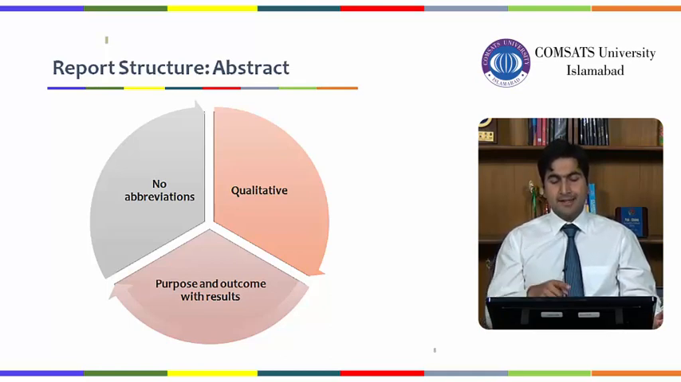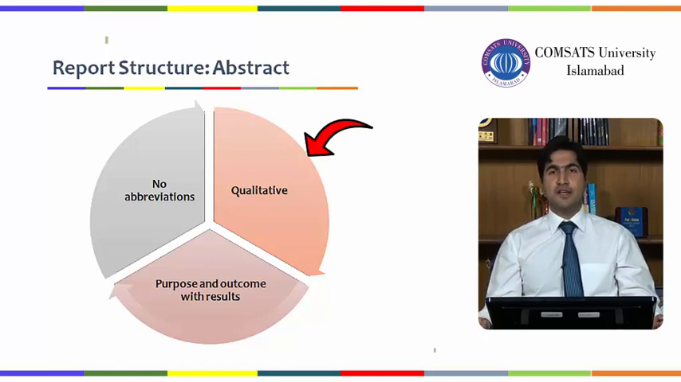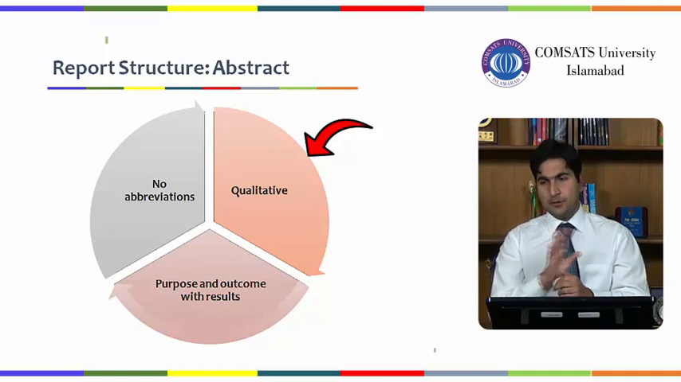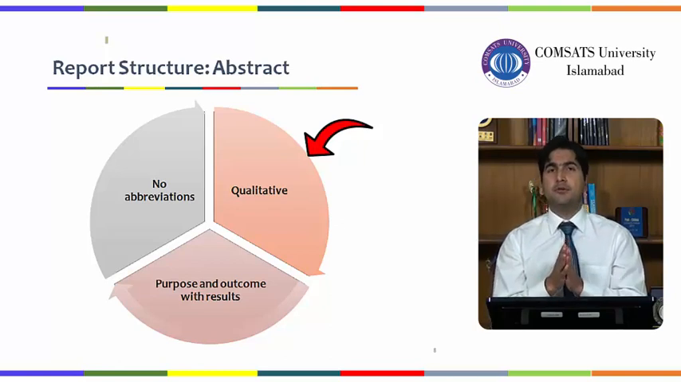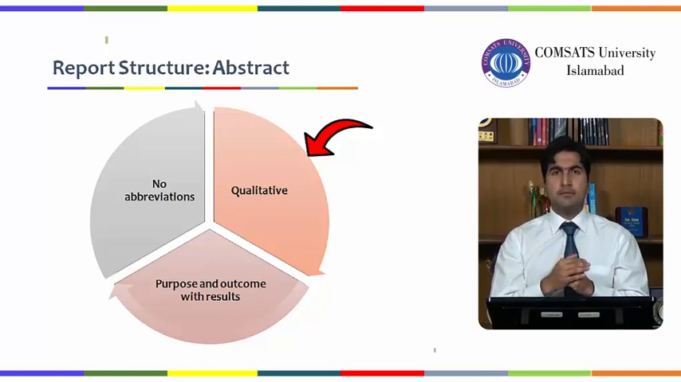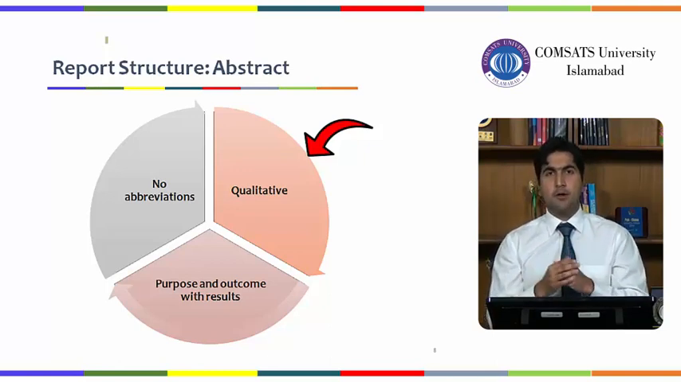Moving ahead, it should clearly state the purpose and outcome with results. This is also another important quality when it comes to writing an abstract. And another thing to avoid is abbreviation. I believe I can highlight these as well, and I can use the arrow to talk about them one by one. So qualitative nature means no use of numerical data and statistics. Just mention the concepts as they have been explained within the report by you. So just write them down, explaining all the concepts.